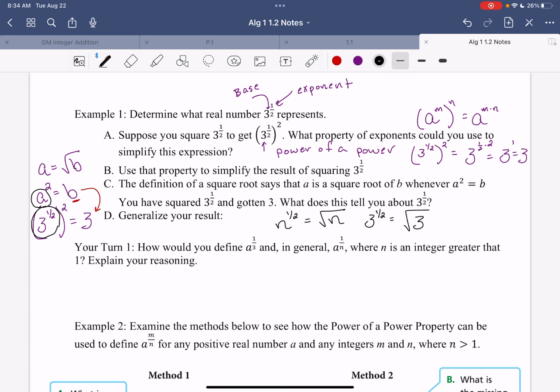Okay. Now I want you to go ahead and do this on your turn. So then how would you define a to the 1/3? And in general, a to the 1 over n, where n is any integer greater than 1. Explain your reasoning. So I want you to come up with it. Do you think this will generalize to any fraction like that, like 1/3, so forth and so on?